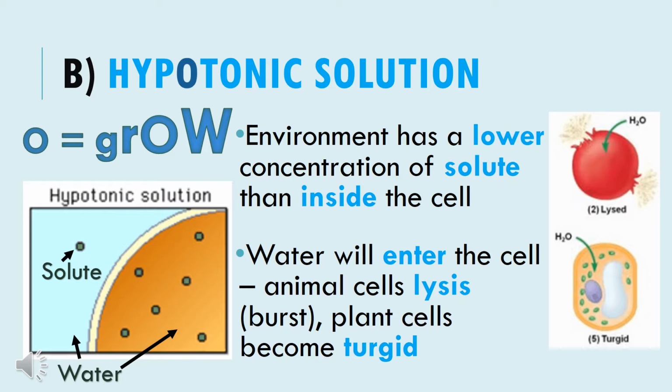When you hear the term hypotonic and you see the O in the middle there, you need to think O for grow. A cell will grow and get bigger when it's placed in a hypotonic solution.